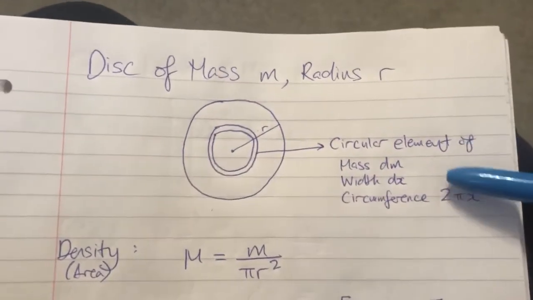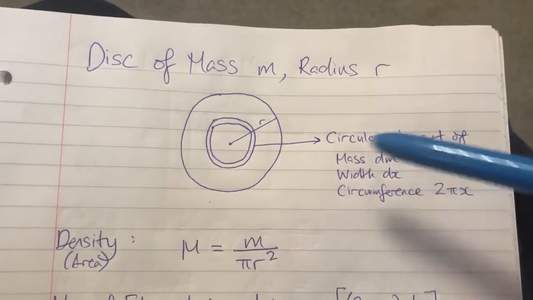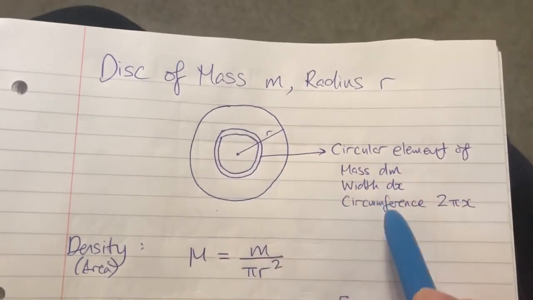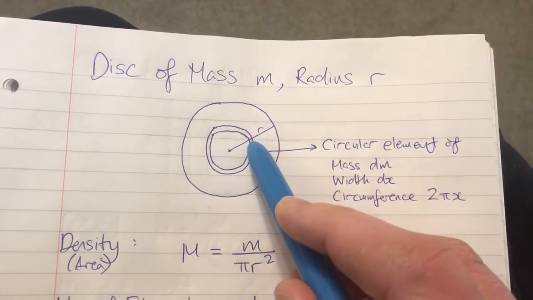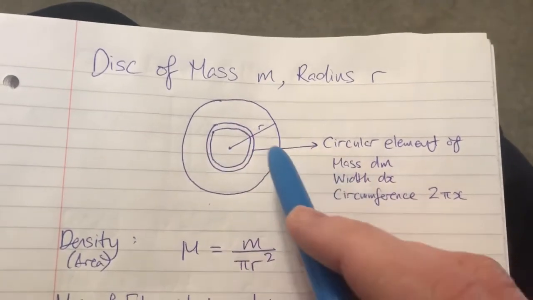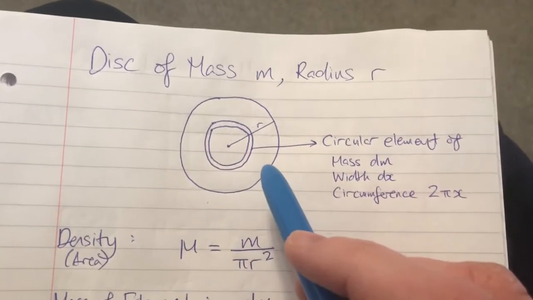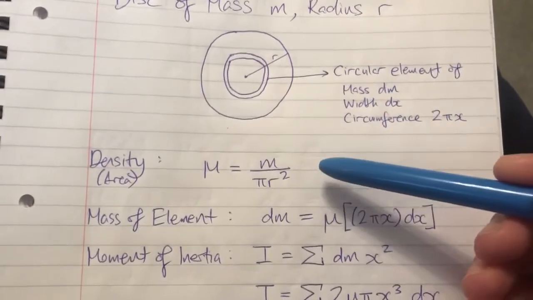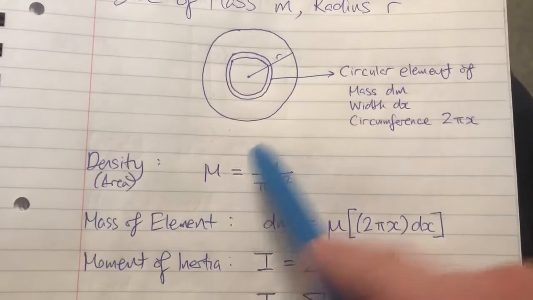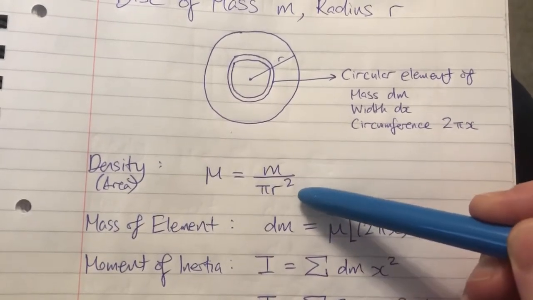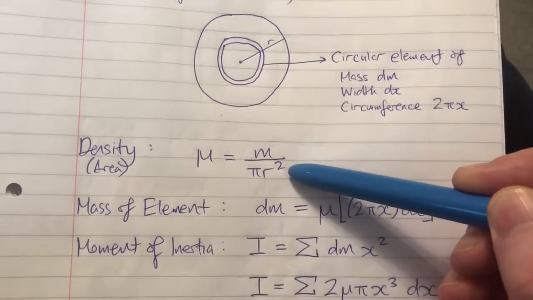circular hoop element of mass δm, a small width δx, and its circumference of 2πx. So effectively this distance from here to the circular element is x, and the circumference will be 2πx. So as with the example on the square lamina, we have a density area function where mu is the mass of the disk divided by the area of the full disk, which is πr squared.